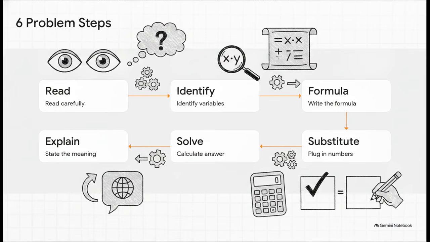First, you read the problem carefully so you understand the context. Second, identify what is actually changing, because that is your variable. Third, write the formula using your constants and variables. Fourth, substitute your real numbers in where the letters are. Fifth, simply solve the actual math. And finally, step 6, explain what your answer actually means in the real world. Honestly, this methodical approach ensures you will never feel lost in a word problem again.